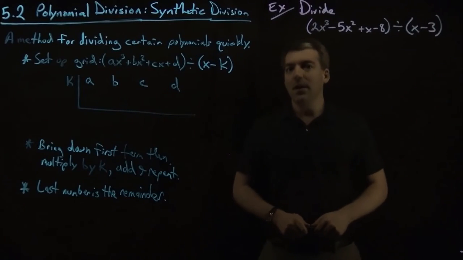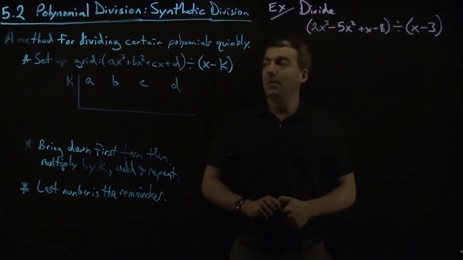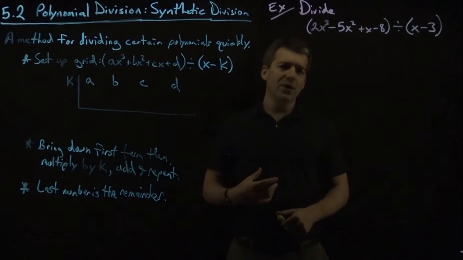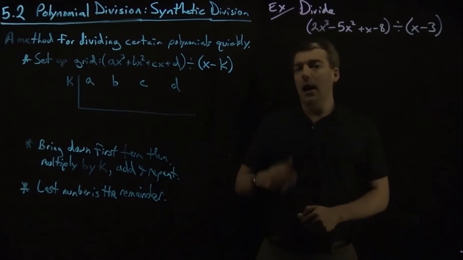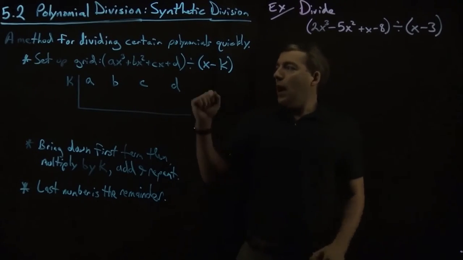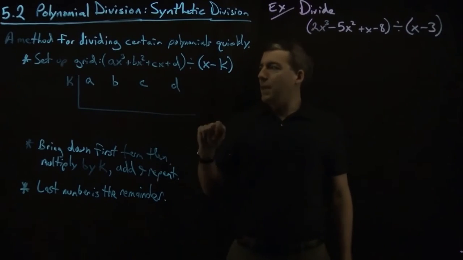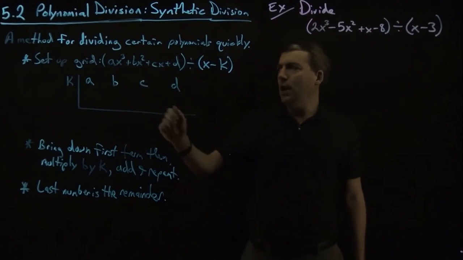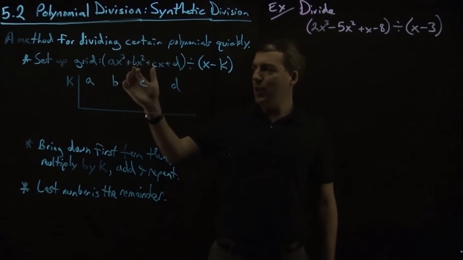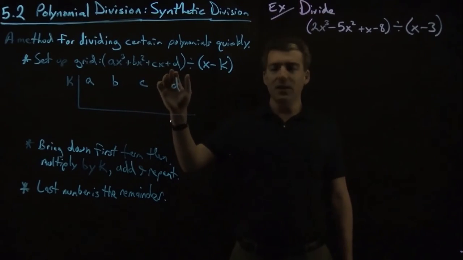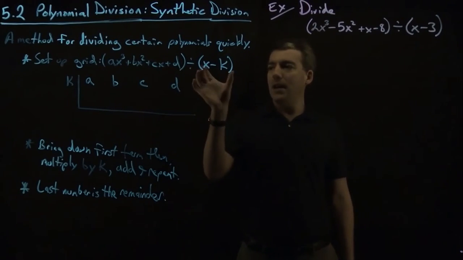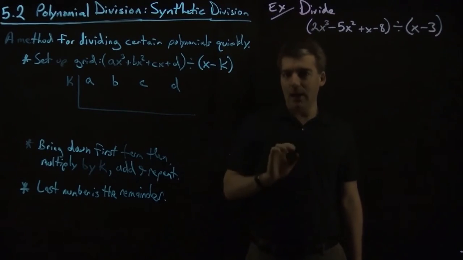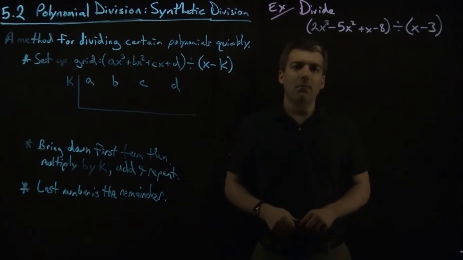Let's look at a different method to divide polynomials. This method is called synthetic division. It's faster, but it only works in certain situations. Let me explain. So what we want to do, and here's the method, we want to set up a grid, and this is just some arbitrary cubic polynomial here, ax cubed plus bx squared plus cx plus d, divided by some divisor of the form x minus k.